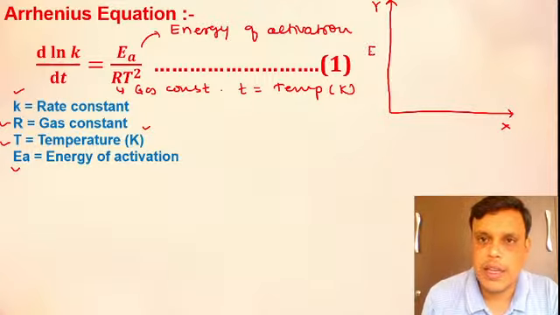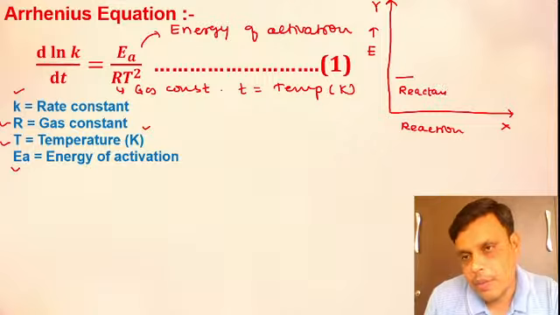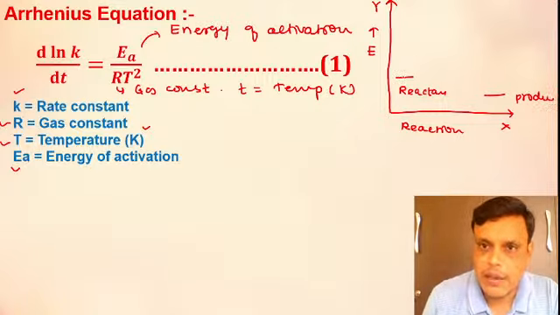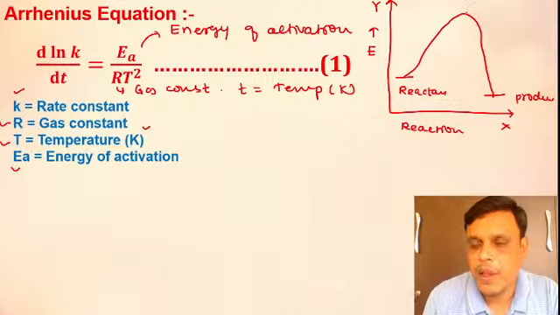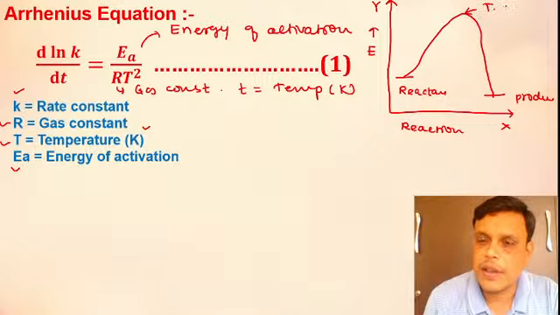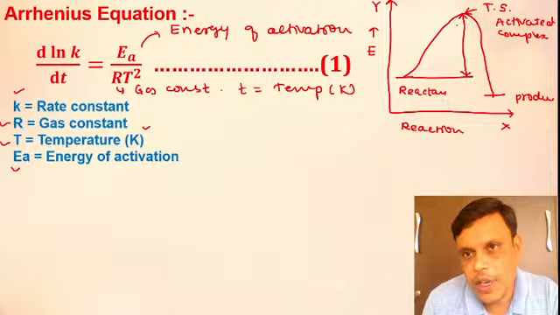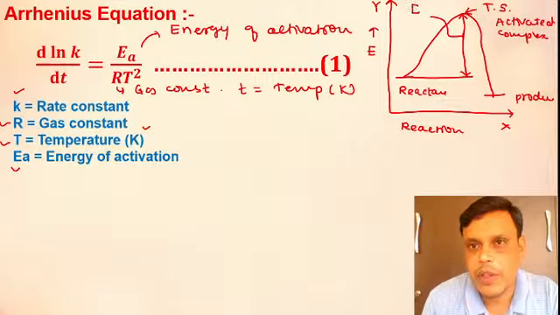For example, here the reactant is there and here the product is there. So what happens, these reactants, okay, and this peak is called the transition state or activated complex. Now the energy gap between this reactant and this activated state is called the energy of activation, Ea.